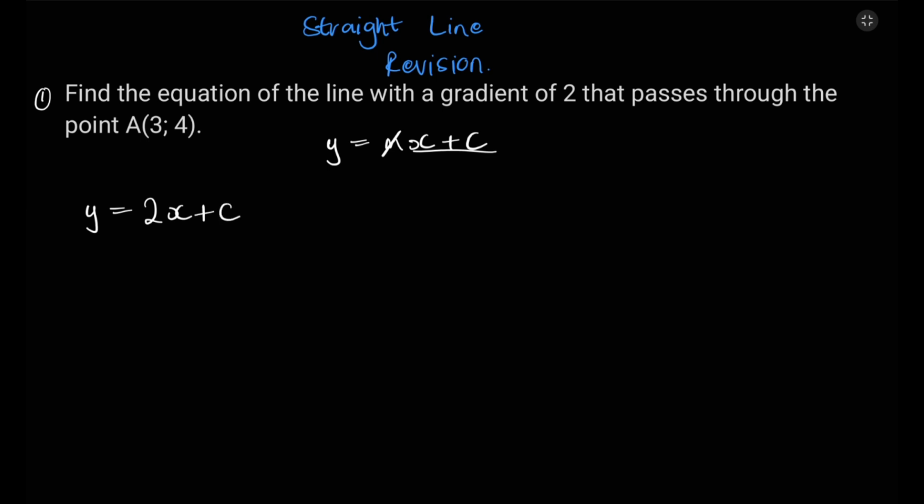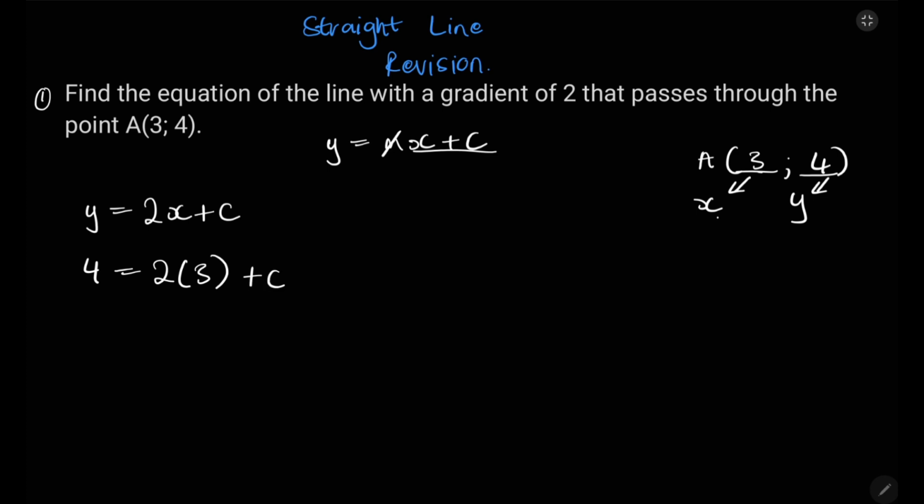Now for the next step, let's substitute this point A into our straight line formula. Let's write our coordinates. We have A, 3, and 4. Remember, this 3 is your x, and that 4 is your y. So let's substitute 3 where we see x and 4 where we see y in our formula. We have y, which is 4, so this will be 4 is equal to 2, x is 3, so we should have 3 in a bracket, plus c. 4 is equal to 2 times 3, which is 6. This will be 6 plus c.